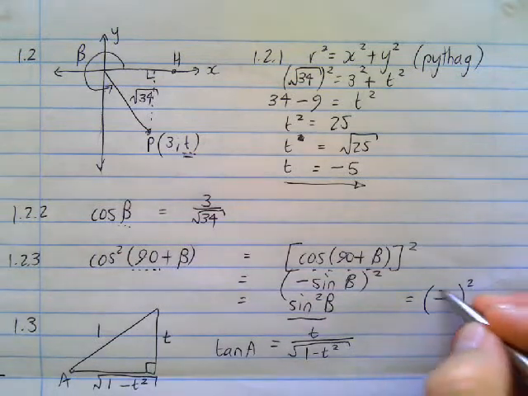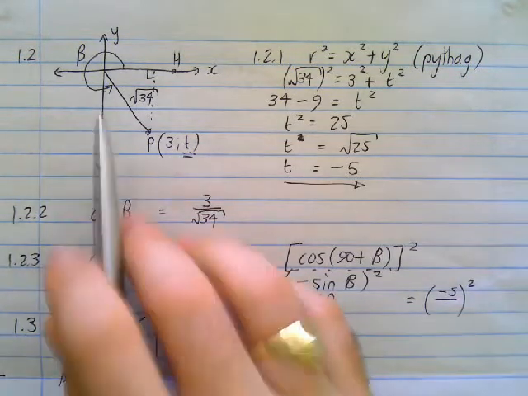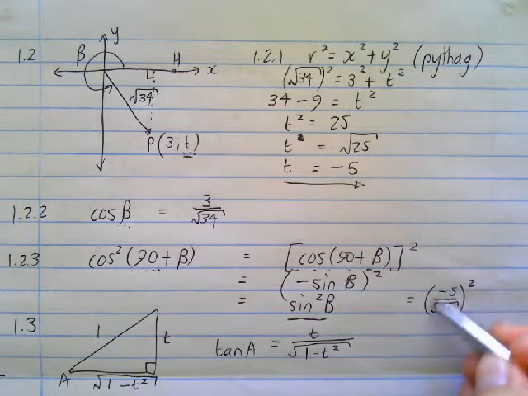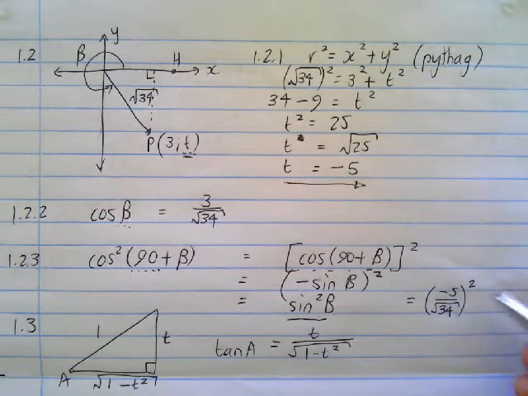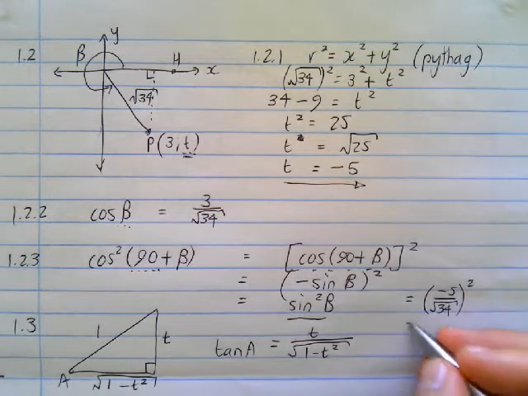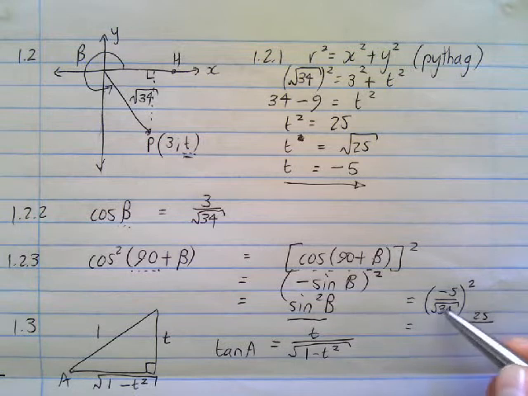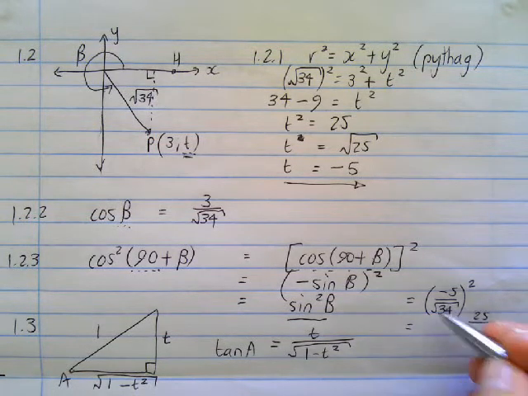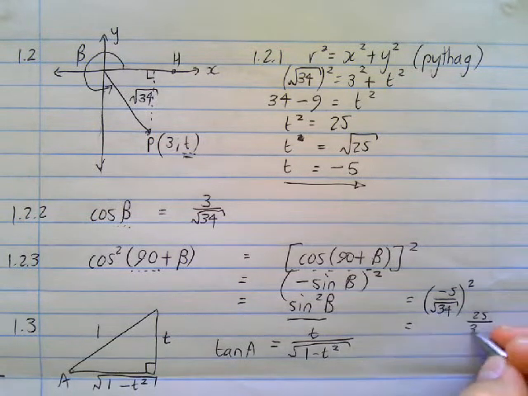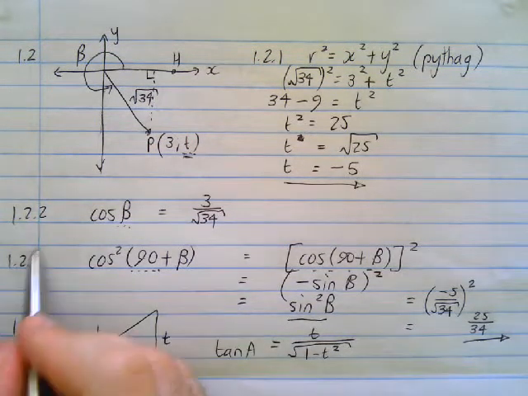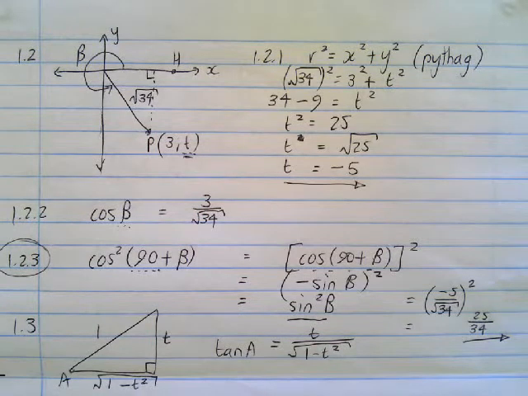So it's going to be negative 5 is y over r, which is root 34. That now describes what sine beta is, and we're going to square the whole thing. So by squaring negative 5, we're going to get 25, and by squaring root 34, the root and the square are going to cancel, and we're going to get 25 over 34. Okay, so that just needed to happen from 1.2.3, just to go one step further in our answer.